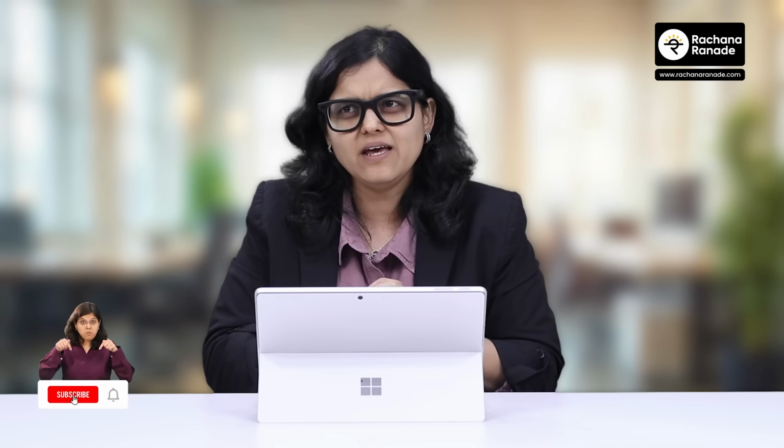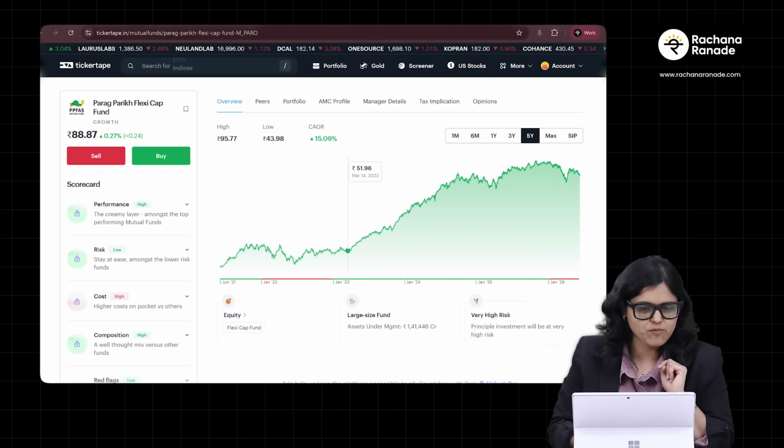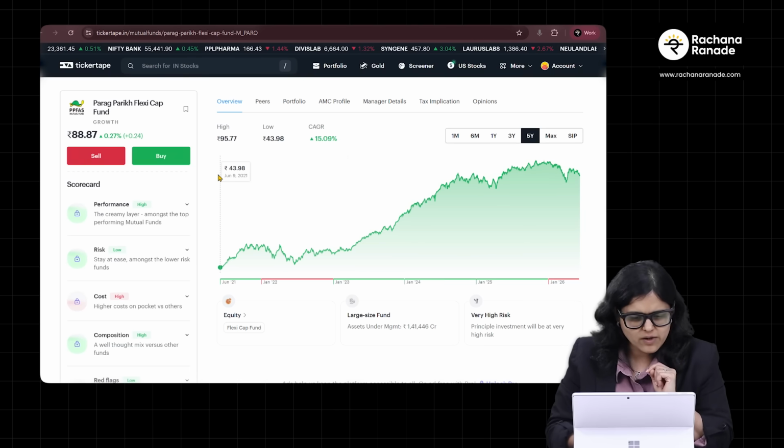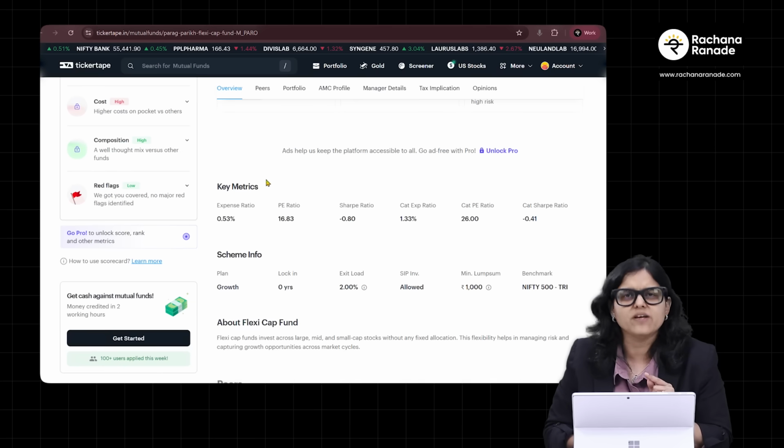So one of the queries which was asked to my team was that he was going through the course of Magic of Mutual Funds, and he encountered the concept of expense ratio, and he thought, let me check the expense ratio of one of the mutual funds, which is Parag Parikh Flexi Cap Fund. And for that he went to Ticker Tape website. Now, when he went there, he saw that on Ticker Tape, the expense ratio was 0.53%.